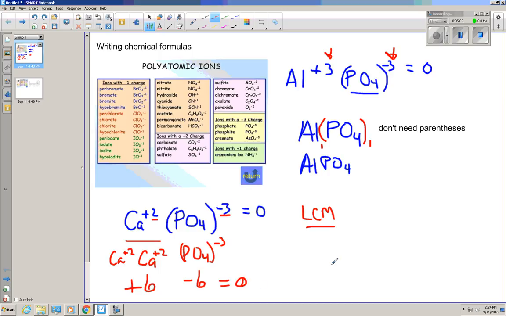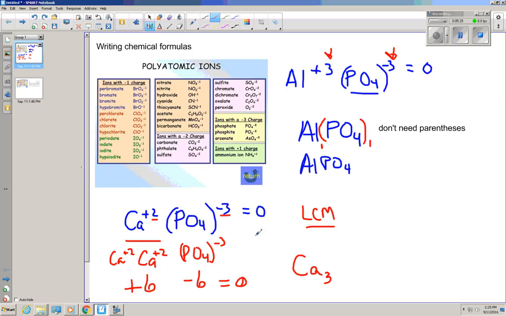And now I can write a chemical formula. But I've got to include all of this stuff. I've got 3 calciums, I've got 2 phosphates. So let's write that. We start off and we write the very first element we have here. Remember, typically the metal ion goes first. And all I'm going to do is write a subscript here. How many calciums do I have? 1, 2, 3. So I'm going to write a 3 as a subscript.